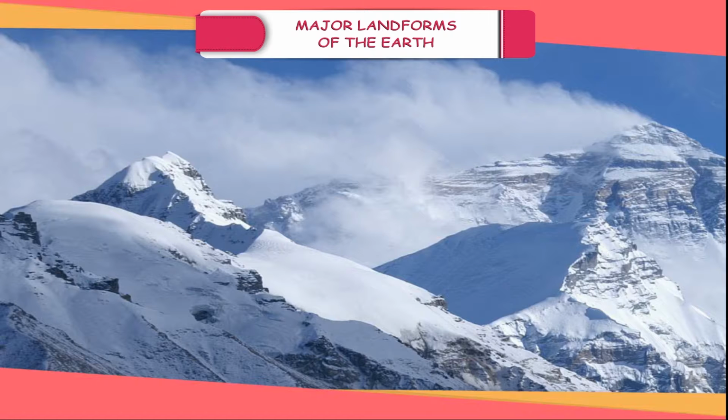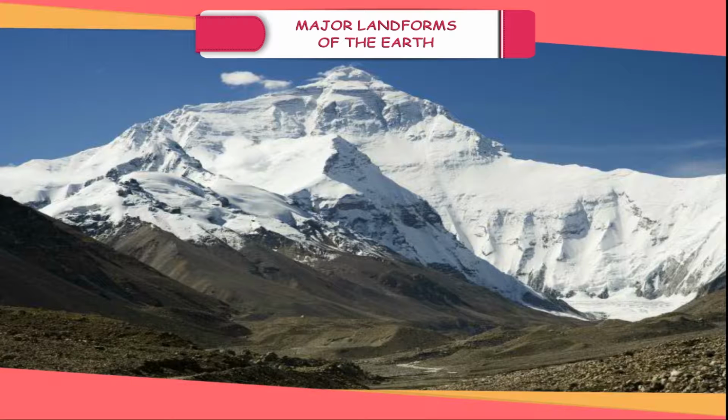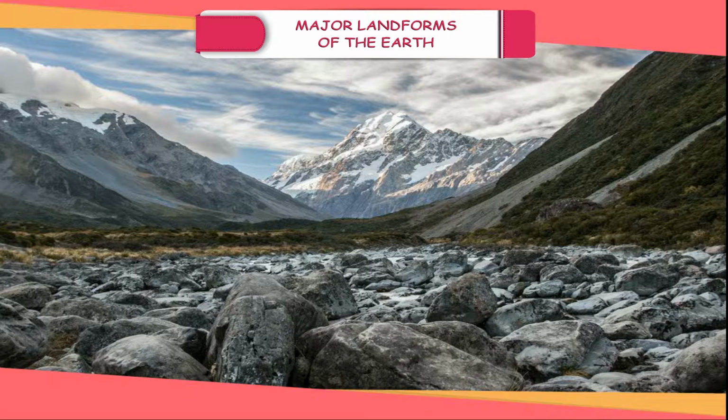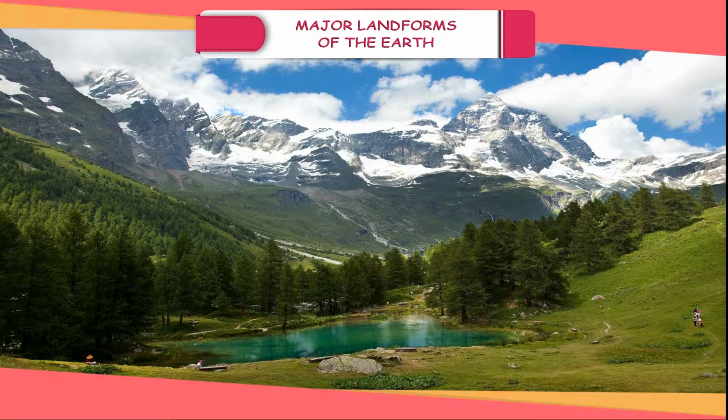Mountains. The mountains are the elevated part of the Earth which have marked slopes and peaks. A mountain can be defined as any natural elevation of the Earth's surface. It is considerably higher than the surrounding area. Mountains vary in size and shape. They are of different height, some are old and some are young.